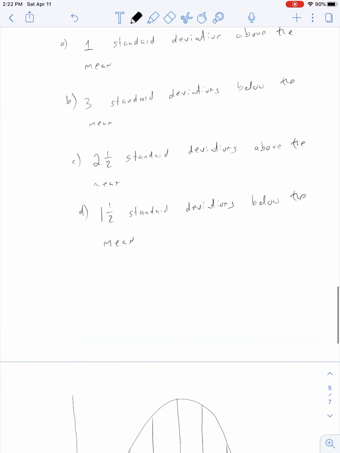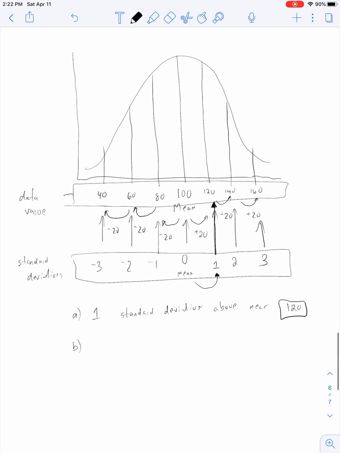Part B. 3 standard deviations below the mean. Here's your mean. Below, we go 1, 2, we go 3 standard deviations, which leads to this number, which is 40. So that's that answer.